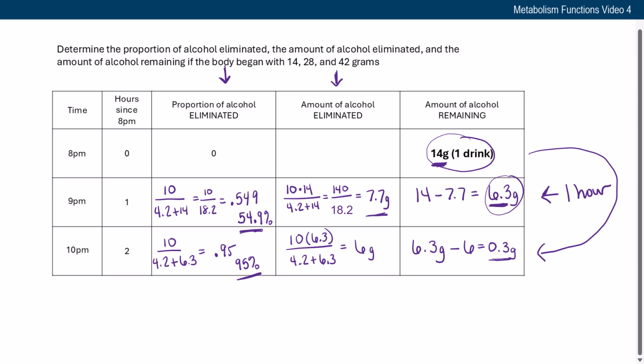Okay, so what I would like for you to do now is pause the video and complete the next 2 tables. What do those tables look like when you have 2 drinks as well as 3 drinks? Go ahead and pause the video.